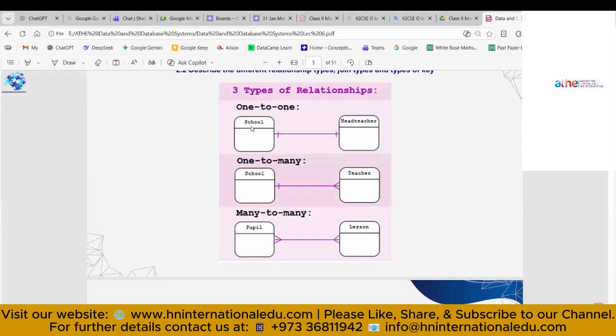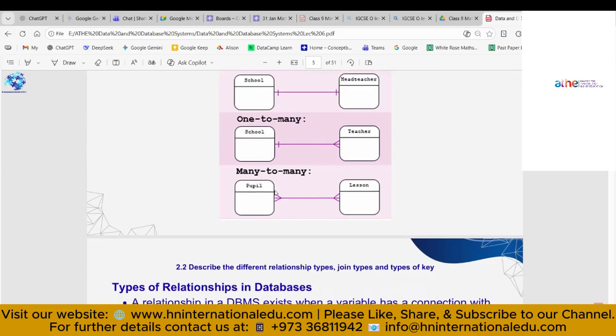So these are basically the three types of relationships, and what they look like. School to head teacher: one-to-one means basically there will be only one school, and then there will be only one head teacher. Obviously, a school has only one principal, one headmistress, right? Then for one-to-many, we can have one school has many teachers. So this is how we show one-to-many relationships. One school has many teachers or one class has many students. Then many-to-many: many pupils or many students take many lessons, like they take multiple subjects. So this is a case of many-to-many.